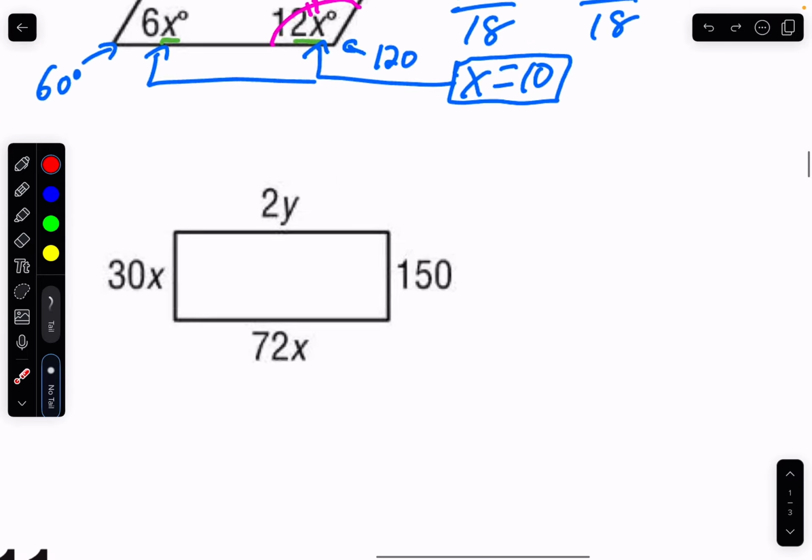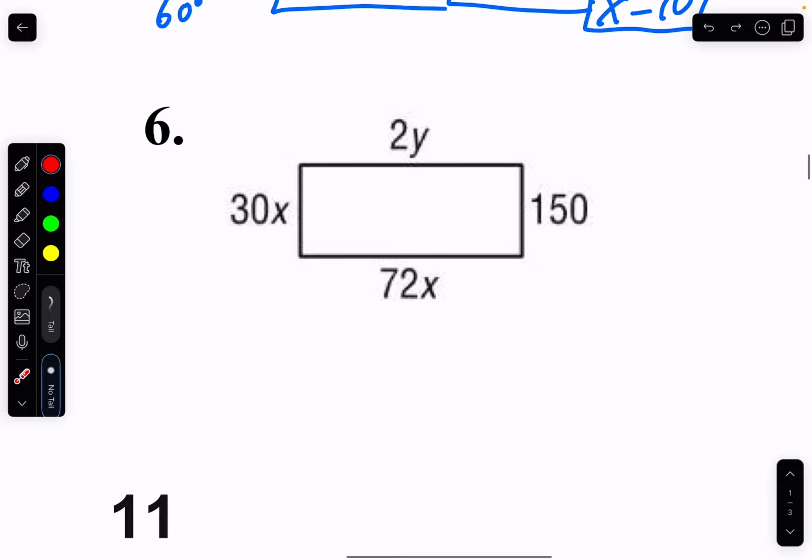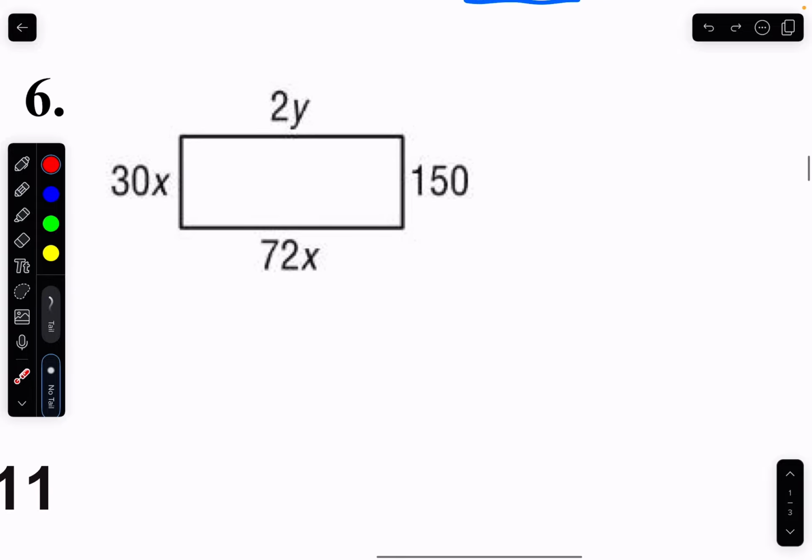Over here, this one is going to be a lot easier, a lot simpler. We see that the opposite sides are going to be congruent, so this side is congruent to that other side, and blue side is congruent to blue side. Now pay attention here, because on red we have an x and we have a y. It's going to be really difficult to solve for two variables when you only have one equation.